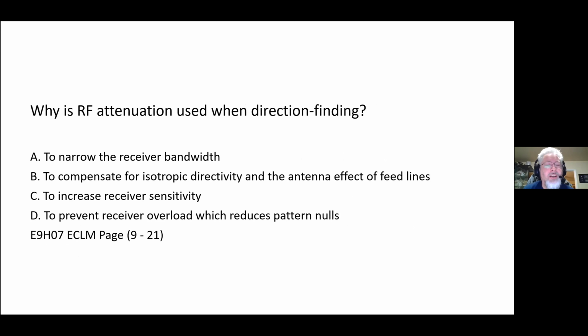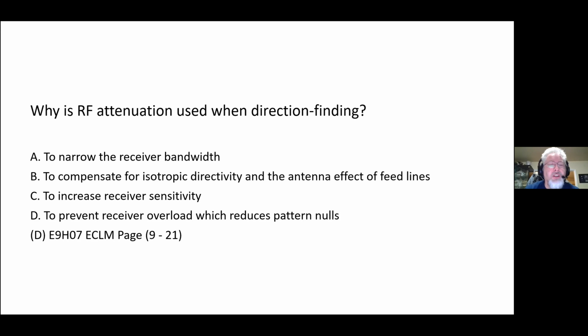Why is RF attenuation used when direction finding? A, to narrow the receiver bandwidth. B, to compensate for isotropic directivity and the antenna effective feed lines. C, to increase receiver sensitivity. Or D, to prevent receiver overload, which reduces pattern nulls. Delta is correct. Prevent the receiver overload, which reduces pattern nulls.